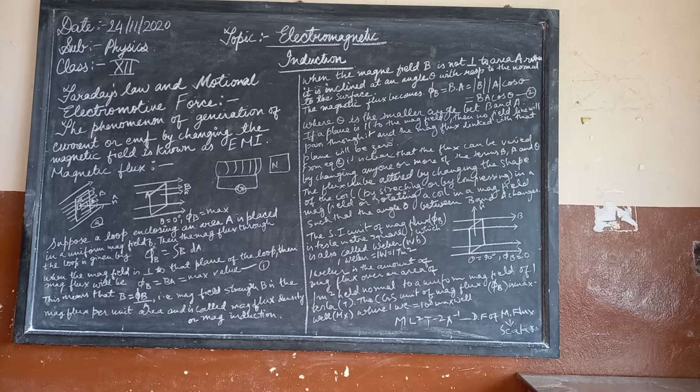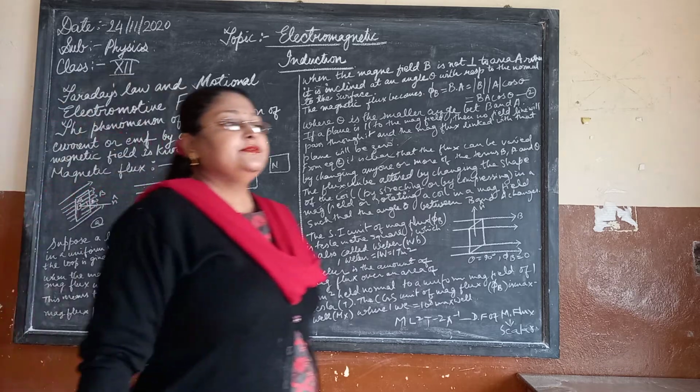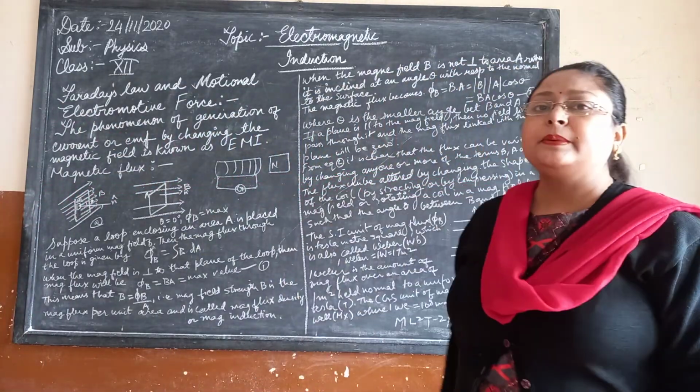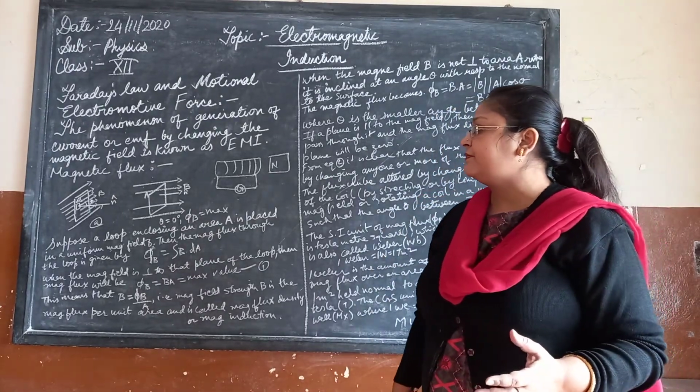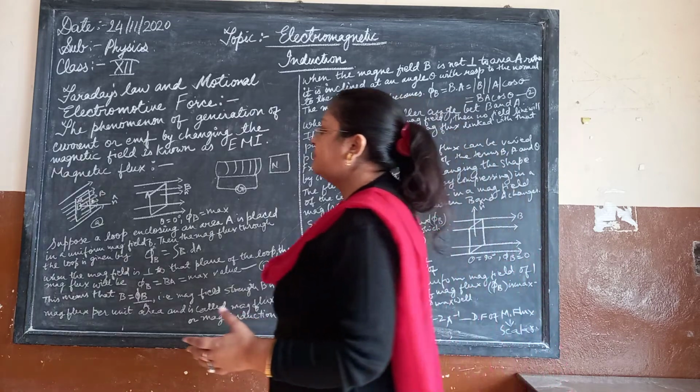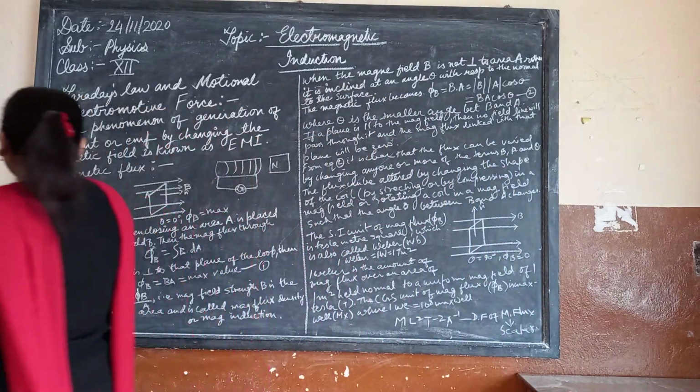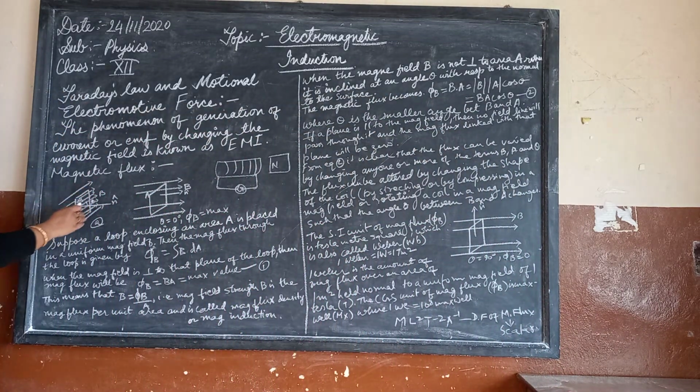Now, magnetic flux. What is explained here is the magnetic flux. What do you mean by magnetic flux? First of all, whenever a magnet is brought inside a particular magnetic field, there is a number of magnetic field lines passing through that particular area. So this is what we call the magnetic flux itself.